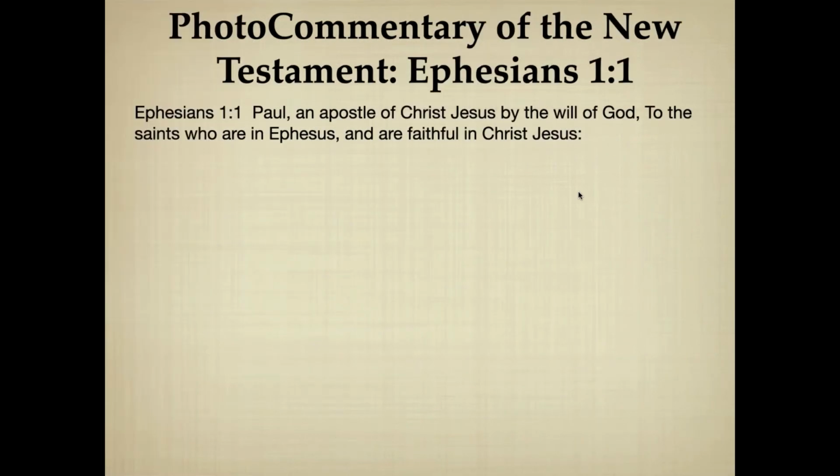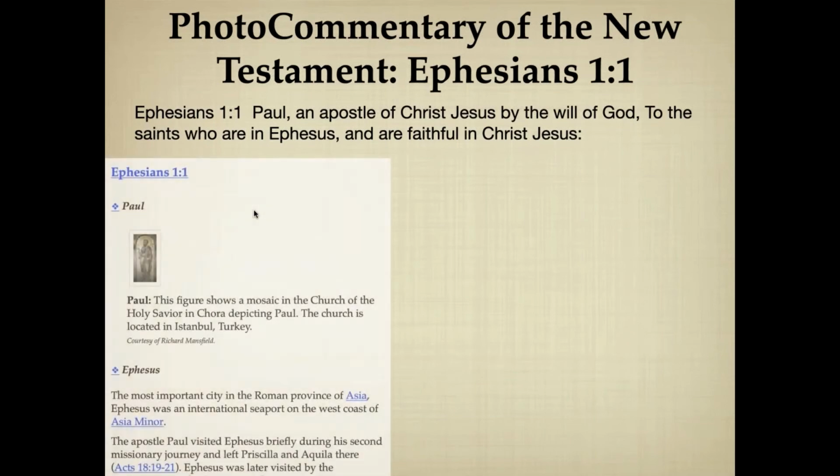And then finally, I have to do an epistle in the New Testament. How do we illustrate Ephesians 1:1? Well, first we have Paul. And here's again a very early picture of the Apostle Paul, again from the Chora Church in Istanbul.